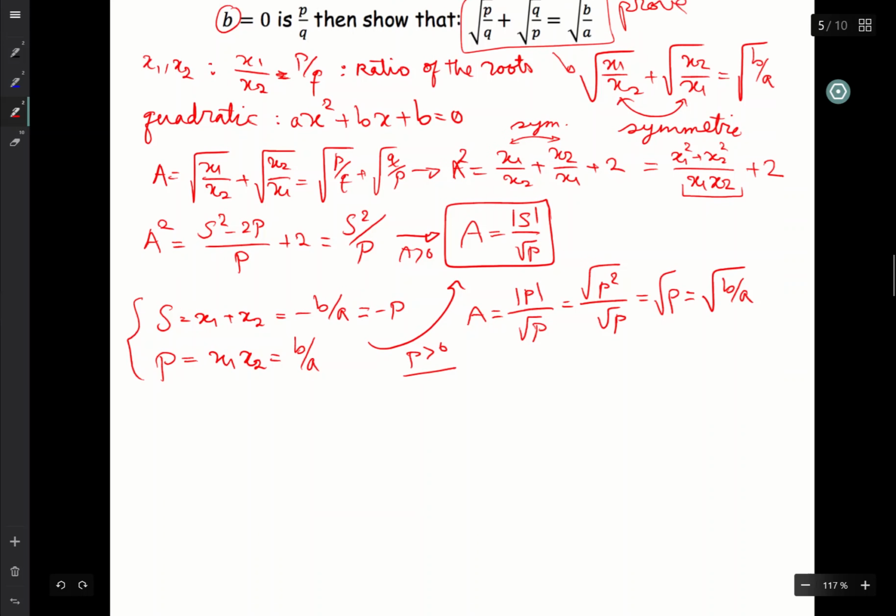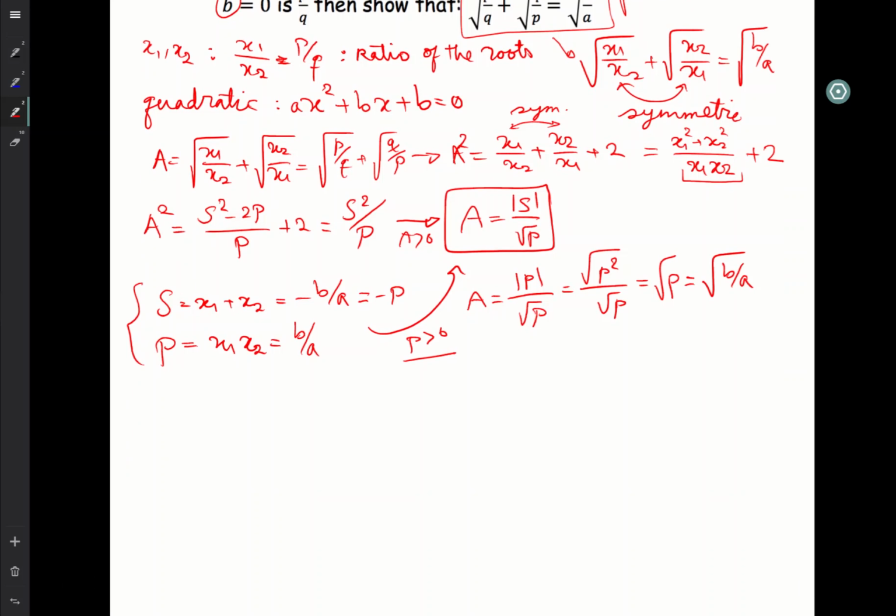So this is a rather easy problem. This wasn't really that hard. So our original square root of x1 over x2 plus square root of x2 over x1 is square root of b over a. Done.